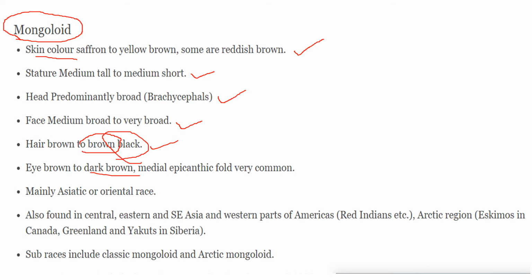Means these Mongoloid people have dark brown eye color, and they are mainly the Asiatic or Oriental race. They are also found in Central, Eastern, and Southeast Asia, and the western part of America. They are known as Red Indians in the western part of America. This is the important tribe of North America.